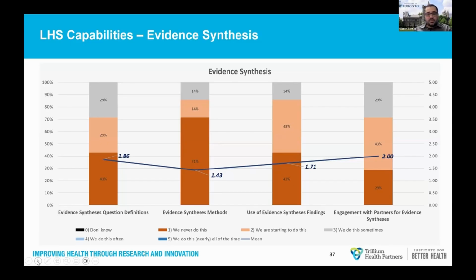And so in our assessment here in this pilot, we can see that the biggest gap is apparently in the use of evidence synthesis methods. In using methods, 71% of people said we never do this. That's the lowest mean score, and there's an opportunity for improvement there. But throughout the year, no one indicated that we do these things often, or we do this nearly all of the time. So this signals that there's a fair amount of opportunity for improvement here in evidence synthesis based on the findings from this pilot test.